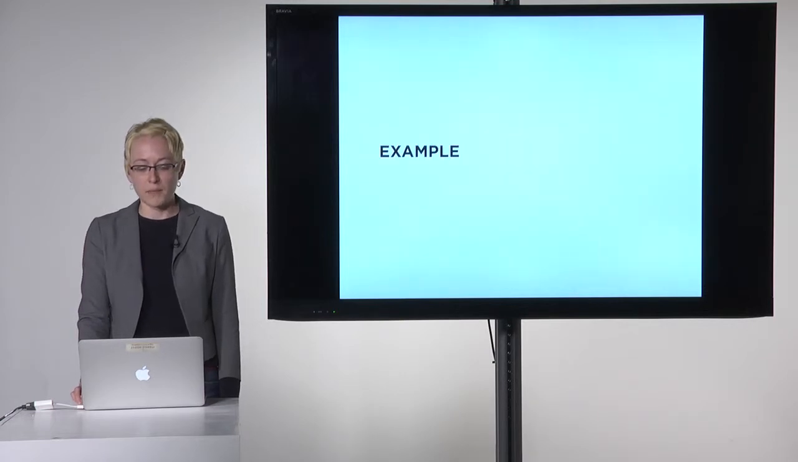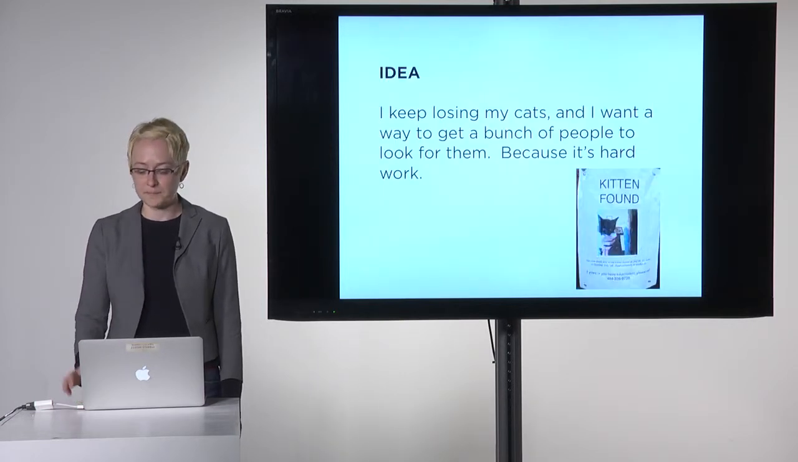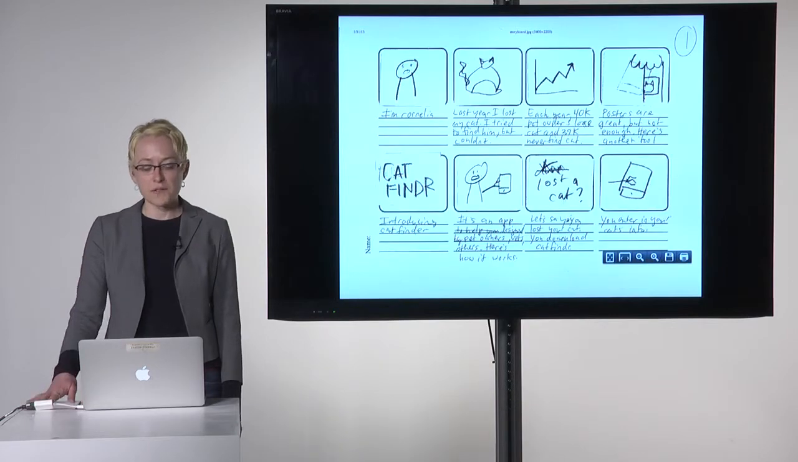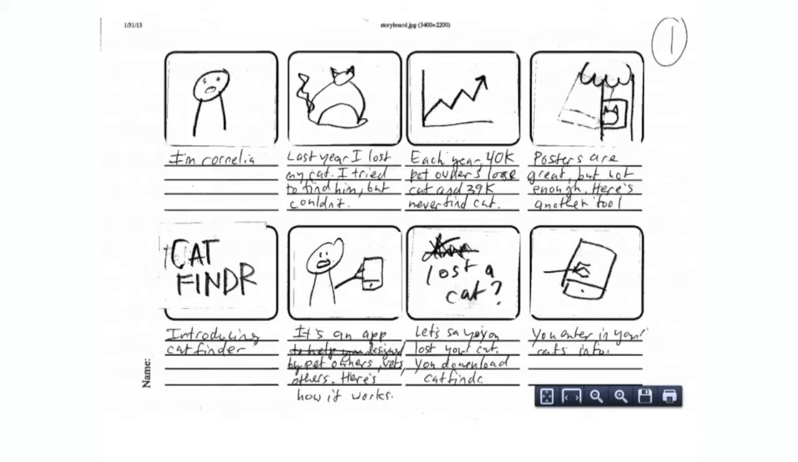So let's go to my example using Cat Finder. As you know, the idea behind Cat Finder is that I keep losing my cats, and I want a way to get a bunch of people to look for them because it's hard to find a cat. So here's my storyboard. I'm going to go through it frame by frame so you can get a sense of how to block stuff out.